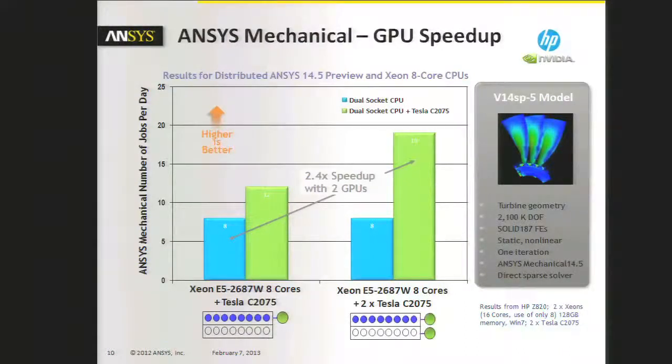And what jumped out at me is how much performance gain was realized from the GPU. There's a 1.5 speed up with 1 GPU and 2.4 with 2. The vertical axis here is jobs per day, so the higher the column, the better.